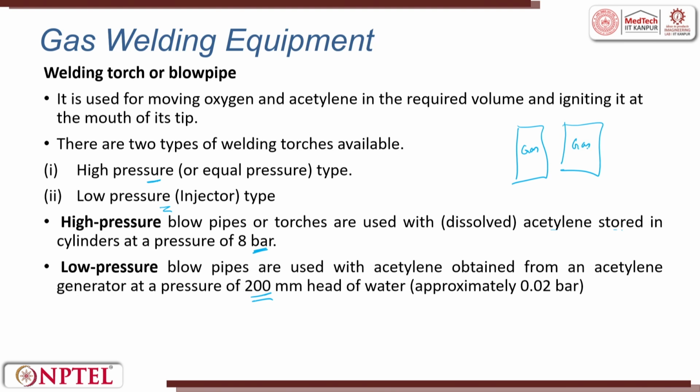Now, what we are trying to say is, let us generate acetylene. You fill it with water, some liquid, and then you have a heat source. From here you generate acetylene, and that acetylene is used for joining. So, low pressure blowpipes are used with acetylene obtained from an acetylene generator. So, this is now a generator, these are heat sources or electrodes. This is a container, right? Acetylene is generated. So, you can use it from a gas cylinder or from a generator.